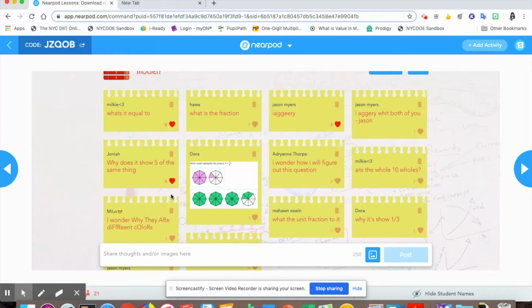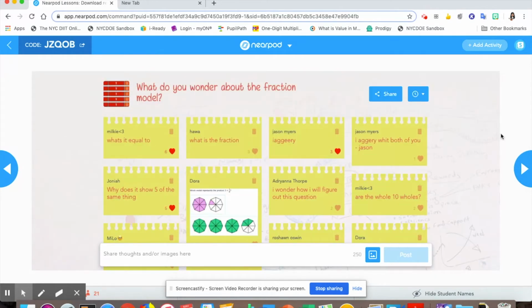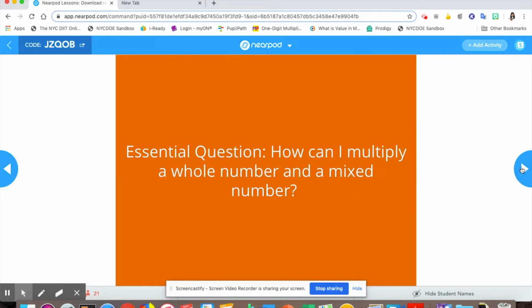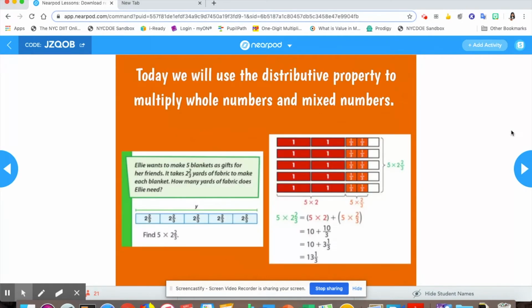So the reason why I'm showing you this image is because it is connected to what we will be working on today. I like Adriana's question, where Adriana's wondering how she's going to figure out this question, which is excellent because that's what we'll be working on today. Today we're going to be working on strategies for how I can actually multiply a whole number and a mixed number. So I want everyone to look closely at this example.